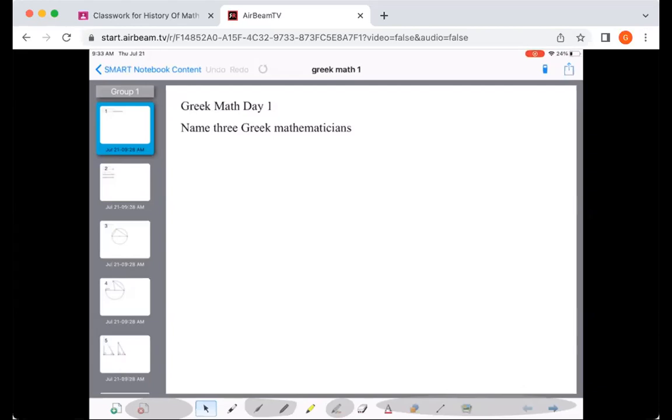Okay, so now we can get really started. Put into the chat now, what are some Greek mathematician names that you already know?